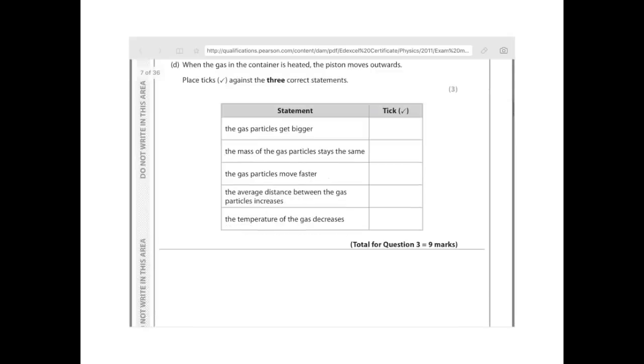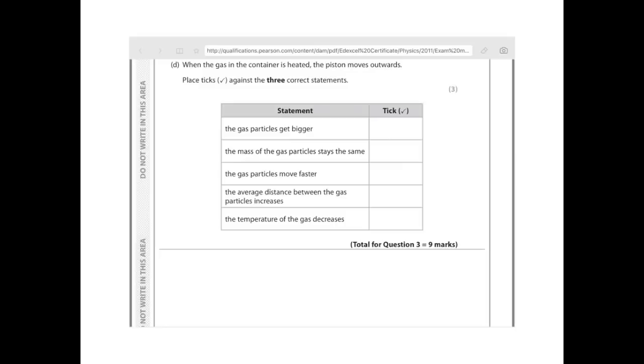State what would happen to the pressure if you push the piston into the container without changing the temperature. Well, you've got a smaller volume, so therefore the pressure would increase. When the gas in the container is heated, the piston moves outwards. Place ticks against the 3 correct statements.